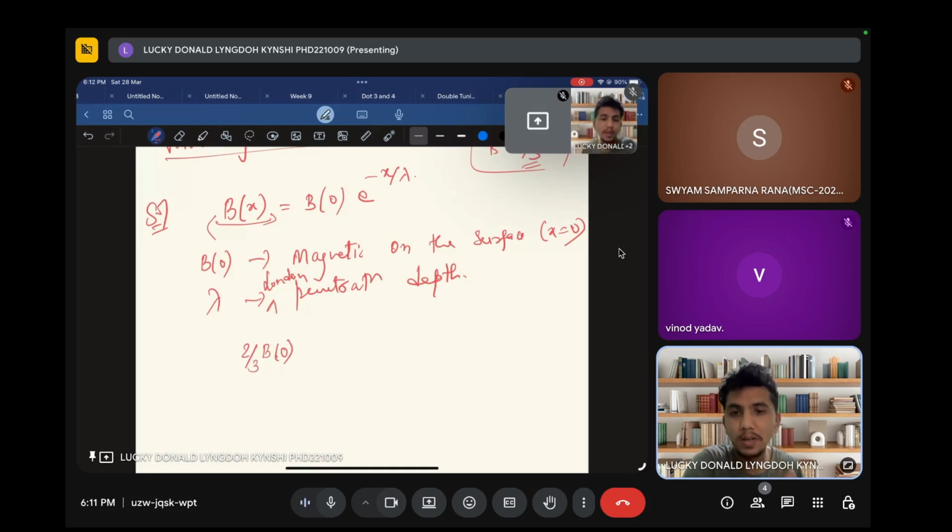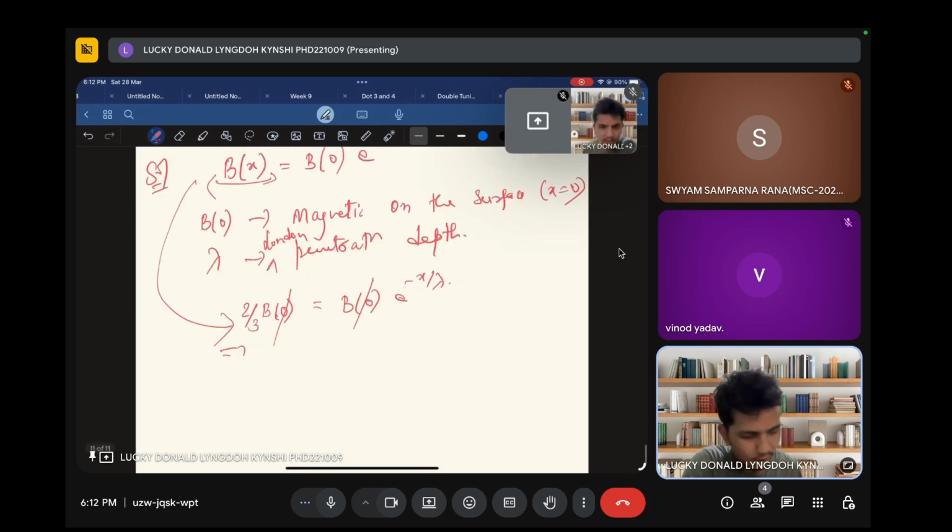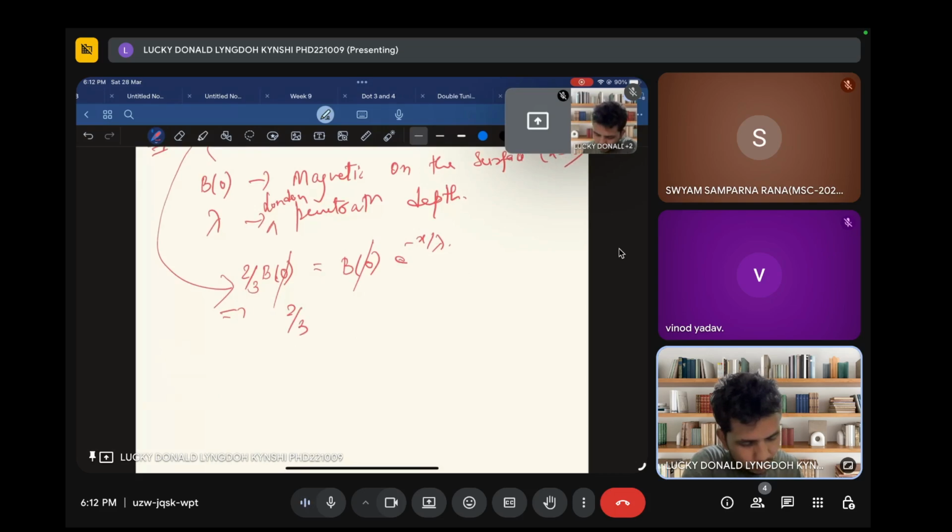You have to find out the distance in which the magnetic field B reduces to 2 by 3 of your B naught. So it is equal to the same thing, B naught e to the power minus x divided by lambda. B naught and B naught will get cancelled, so you will have 2 by 3 equals e to the power minus x divided by lambda. Since you have an exponential here, you can take the log on both sides. The log and e will get cancelled, so you have minus x divided by lambda.